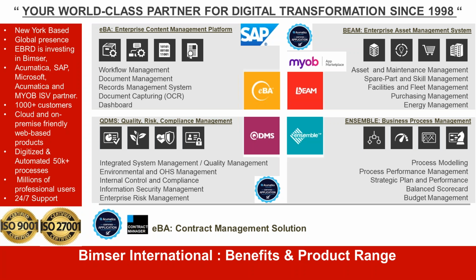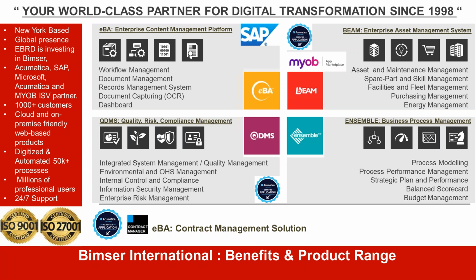We have BEAM. BEAM is an enterprise level asset maintenance, fleet, facility, and energy management software. It helps you manage your assets, it helps you manage your preventive, periodic, and predictive maintenance operations in a digital environment. We have QDMS, as we demonstrated earlier, as a quality, risk, audit, and compliance management system. Simply, it helps companies comply with many different quality management systems in a digital environment. Finally, we have Ensemble. Ensemble is an intelligent business process modeling and performance management software.